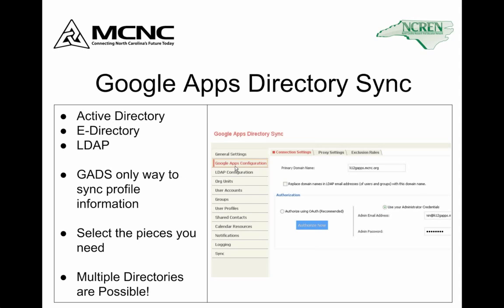And then, of course, there's also that we can support multiple directory environments. So we have one school district here in North Carolina that we're actually synchronizing 3 different directory structures. We've got an Active Directory, an eDirectory, and also a Lotus Notes environment that we're synchronizing with Google at this current time. Now, we can add in multiple directories as well. So if you have a staff directory and a student directory, and they're separated, we can bring them together in your Google domain to be one single directory structure.